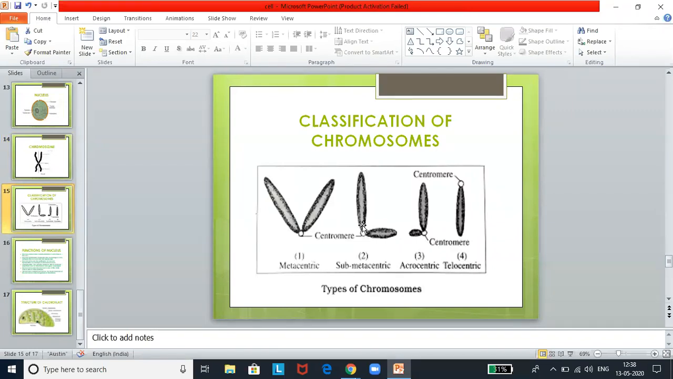If it is submetacentric, it will be slightly away from the center, as a result of which you will have a slightly larger arm and a slightly smaller arm, but not much difference. Not very prominent differences as you see in acrocentric chromosome. In acrocentric chromosome, you will see a centromere lying in such a way that it results in one arm of the chromosome being extremely long and the other arm being extremely short. And in telocentric chromosome, you will never find a shorter arm. The centromere is present at the tip of the long arm.